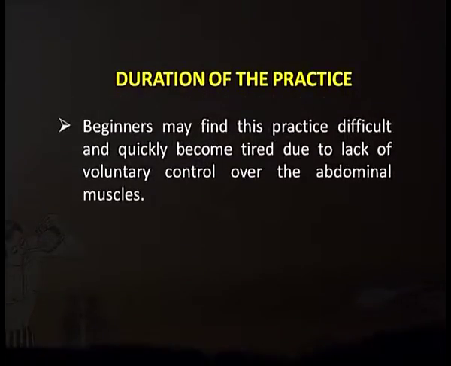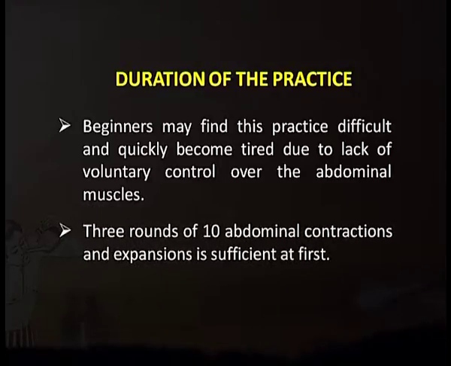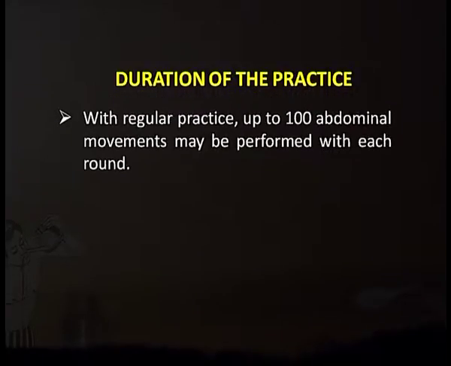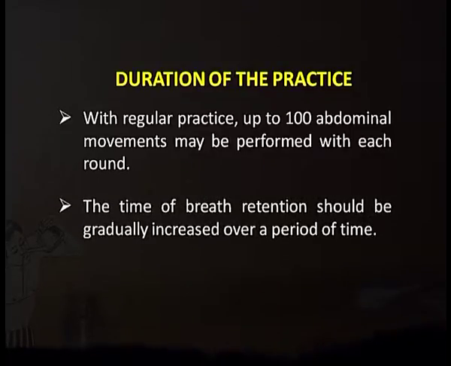Beginners may find this practice difficult and quickly become tired due to lack of voluntary control over the abdominal muscles. Three rounds of 10 abdominal contractions and expansions is sufficient for beginners. With regular practice, up to 100 abdominal movements may be performed with each round, and the time and breath retention should be gradually increased over a period of time. Our abdominal muscles are not under voluntary control, so when we practice gradually, we can hold the breath outside longer and our body stamina also increases.